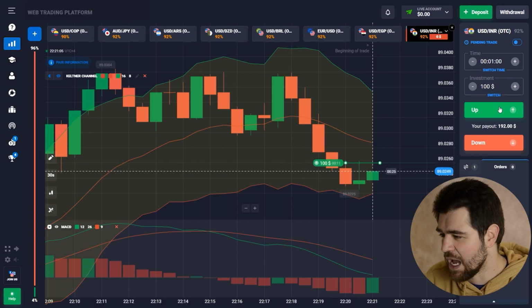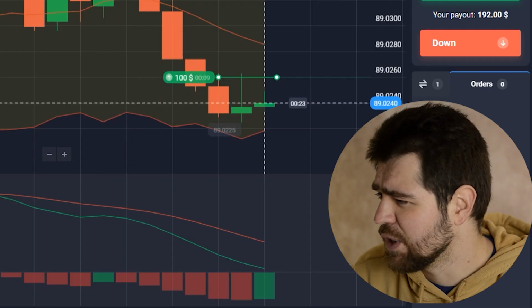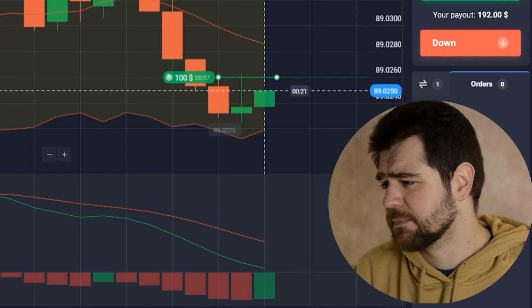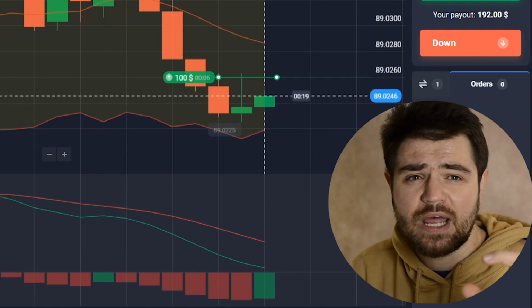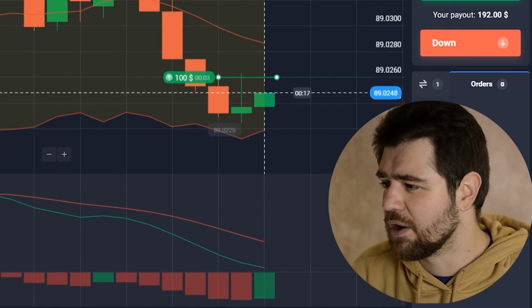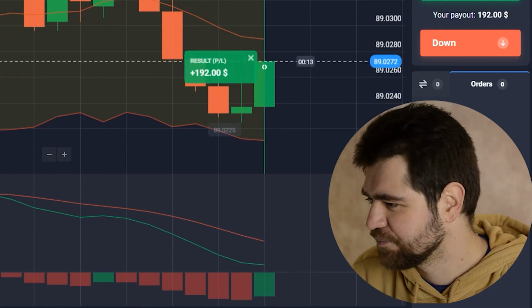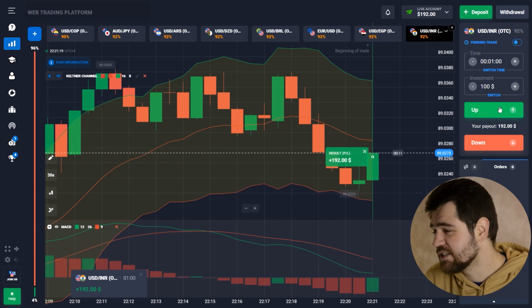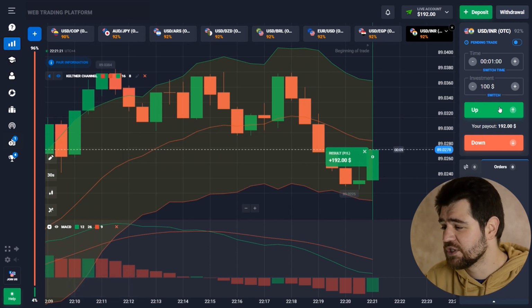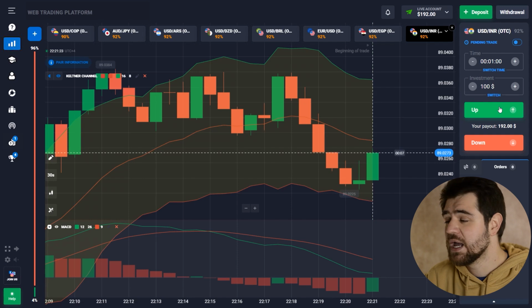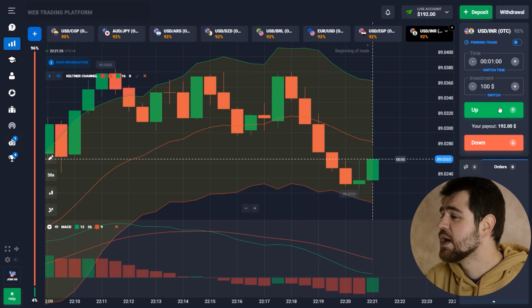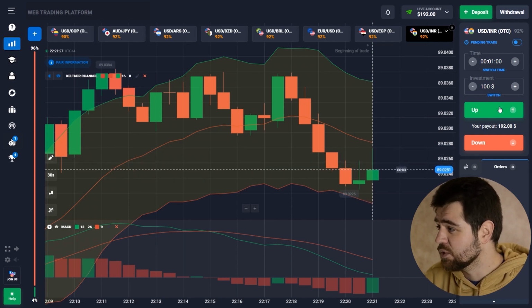In this case, it acts as a resistance level. Then we'll see what happens. But at least if we have this little correction happen, then we will profit from our option. Let's wait for the result and continue. And here is the 92% of the payout for this option, 192, and let's go and continue with the next option.